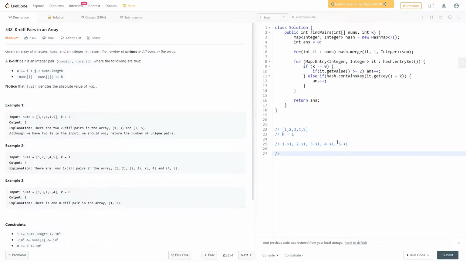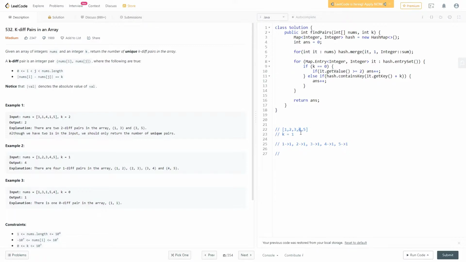And now one can argue why I'm checking map.get(key plus k) and not k minus map.get(key). And that is because suppose I am at 3. Okay, so what do I check? 3 plus 1, I check for 4, right? So 3 plus 1 is 4 and that is valid. But at 4 I am not checking whether 4 minus 3 is there or 4 minus 1 is there.